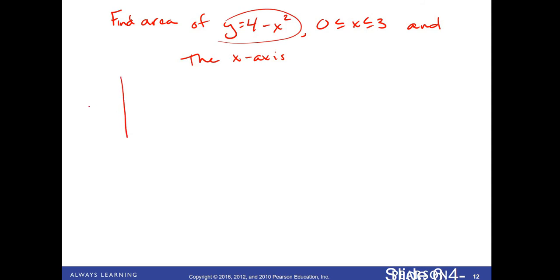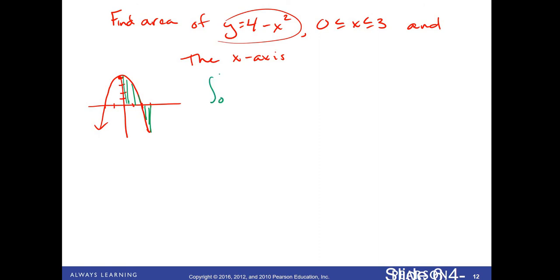So first let's just take a look at this function. 4 minus x squared, that's an upside down parabola, passes through 4, has zeros at 2 and -2, and looks like this. So if I want the area from 0 to 3, that means I'm doing this area here and this piece down there. So I have to break this into two regions so that I can integrate over that zero.